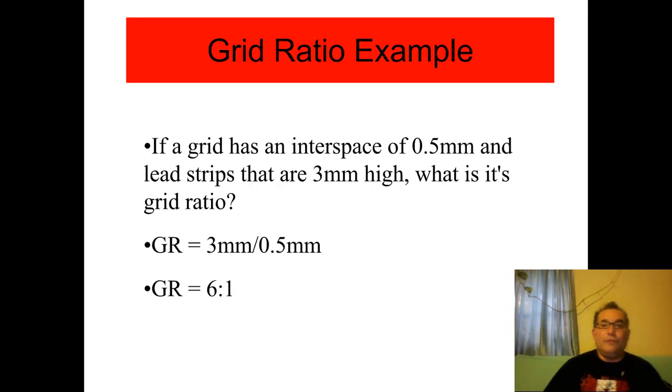So here's an example of grid ratio. If a grid had an interspace material of 0.5 millimeters, so that's pretty small, by the way, right? Half of 1 millimeter. That's really barely putting your two fingers together. Okay. What would be the lead strips that are 3 millimeters high? What is the grid ratio? So simply it would be 3 millimeters, right? The height divided by the interspace material, right? The distance between those lead lines being 0.5 gives you a grid ratio of 6:1.